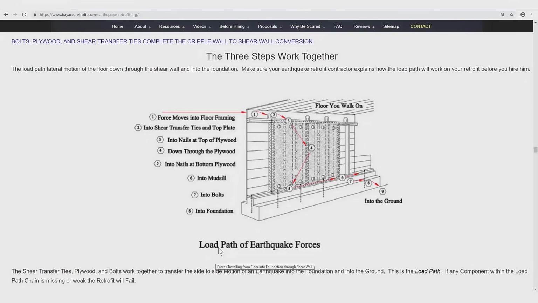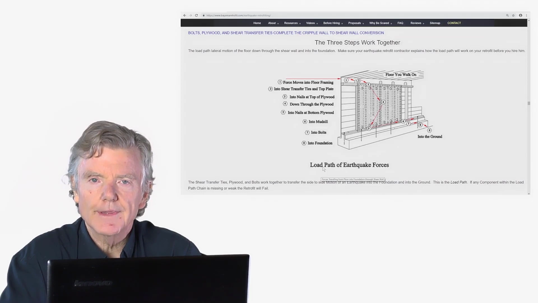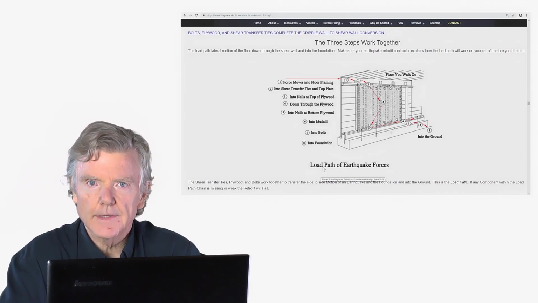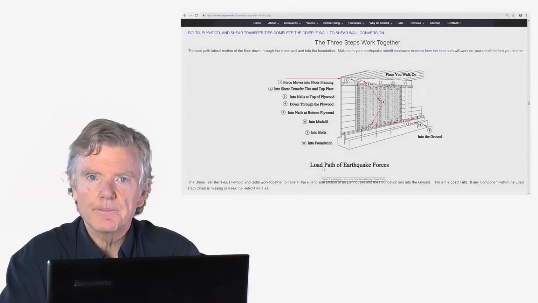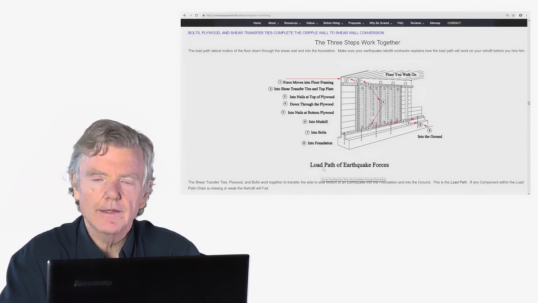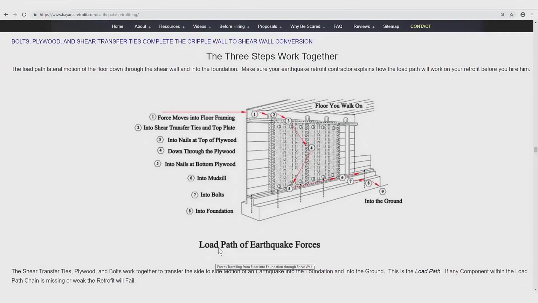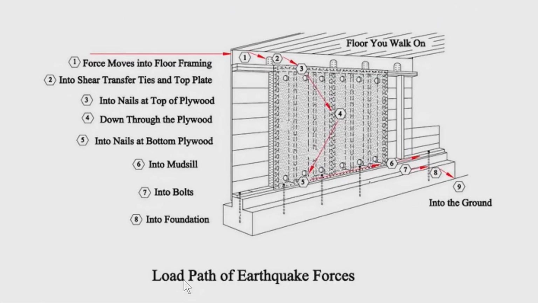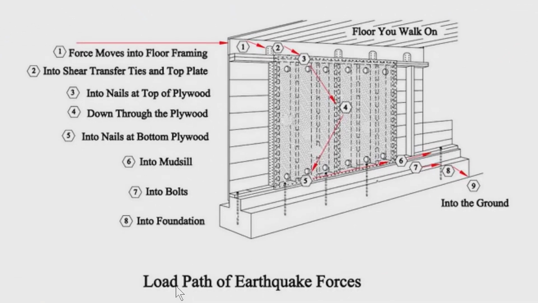We were just talking about a load path, and that's the number one thing in an earthquake retrofit. Load path means when the floor rocks back and forth, there's a path that will take that rocking motion and transfer it down into the foundation. So right here, we're going to show a sample of this. This is a tall cripple wall, but the principles are all the same. It can be 3 inches tall or 10 feet tall. They all abide by the same principles.